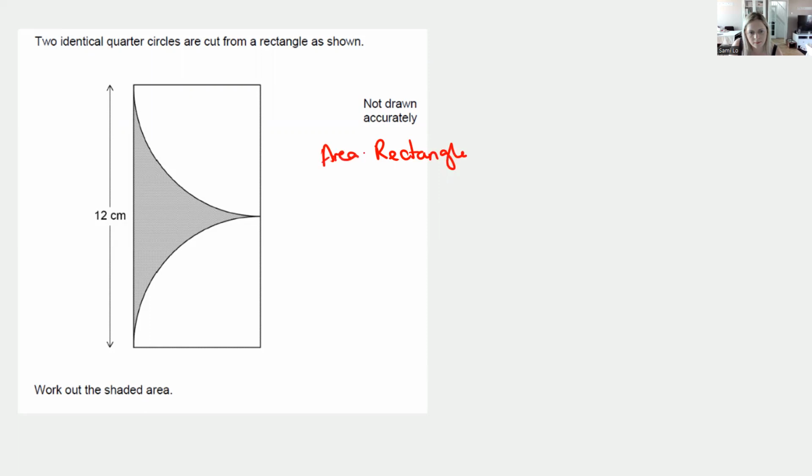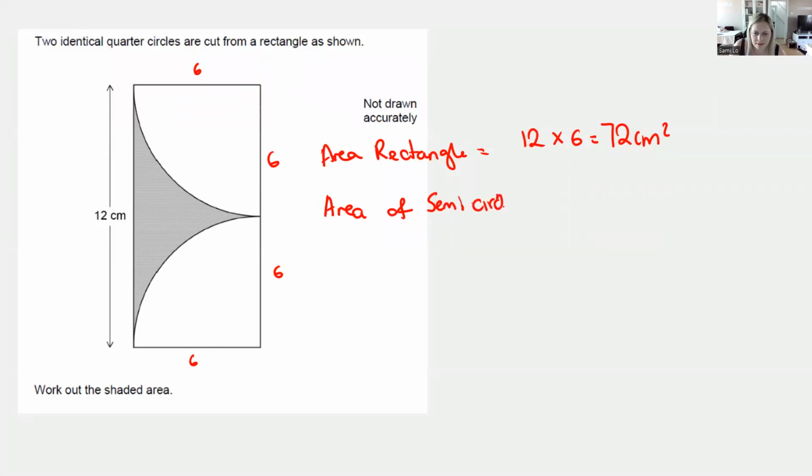So that's going to be 12. If you remember, we've got 12 as the whole thing, so each part is 6. So 12 times 6 gives us 72 centimeters squared. Then we've got the area of the circle part. I'm not going to do the quarter circles because we know 2 quarter circles added together is a semicircle. So I'm just going to go straight into the semicircle.